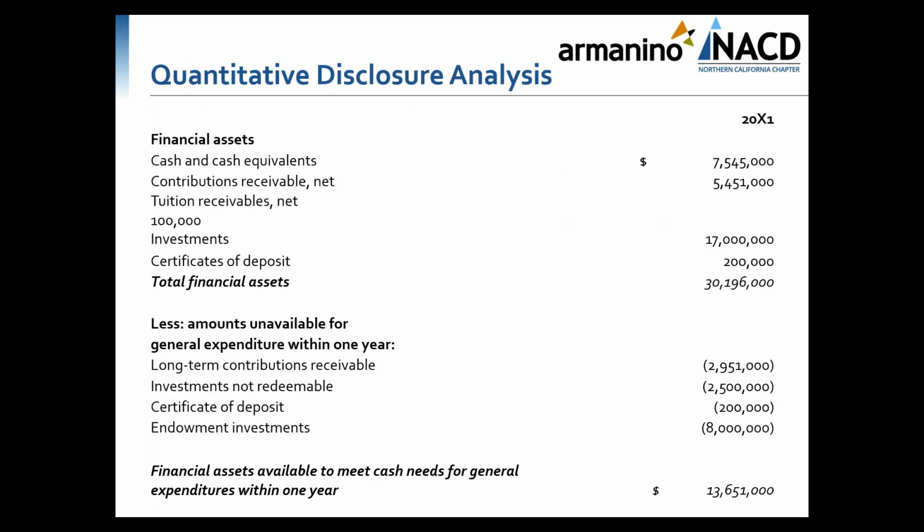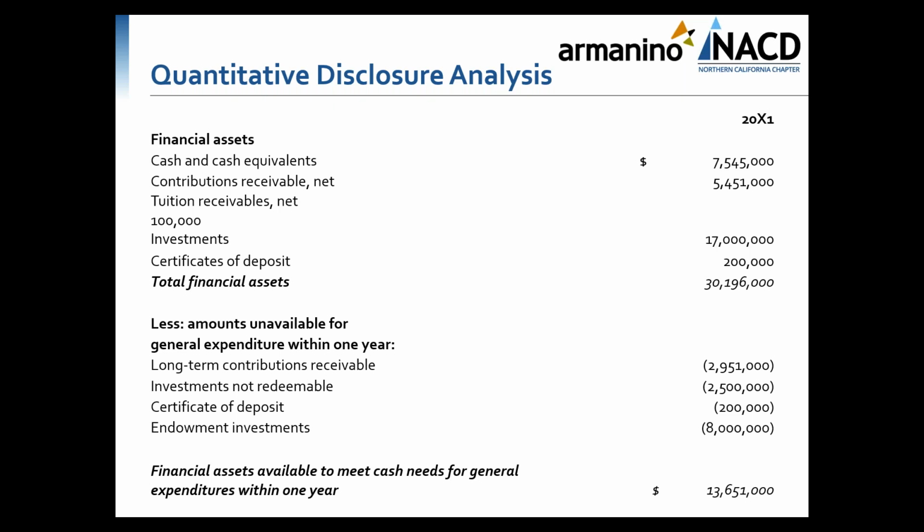The next couple of things that are carved out are the investments that we talked about in the qualitative analysis that are not redeemable. Those were the investments that had the lockups and restrictions on them. Then the certificates of deposit, which are tied to the bond requirements, and all of the endowment related investments, both board and donor restricted. All of that is carved out to get down to a final total of financial assets that are available to meet the general obligations within 1 year.